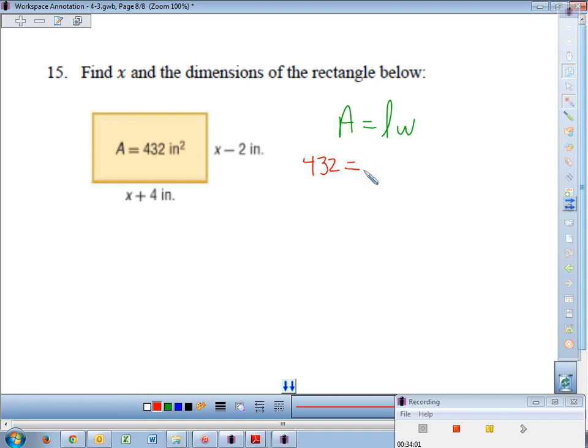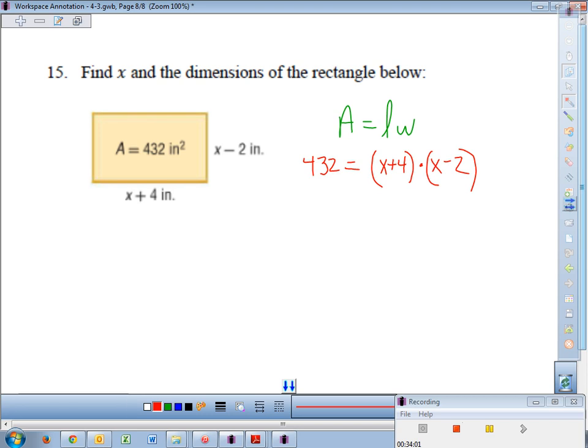Now watch this. Tell me what's wrong with this. If I put x plus 4 in for the length and I put times x minus 2 in for the width, what's wrong with that? I didn't use parentheses. The only thing getting multiplied together in this side is the 4 and the x. We don't want to take just the 4 times the x. Don't we want to take the entire length times the entire width right there? You all cool with that?